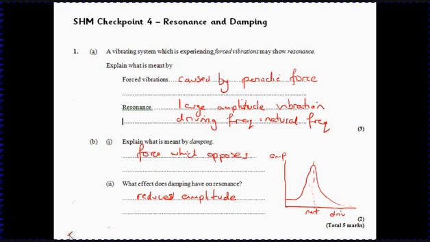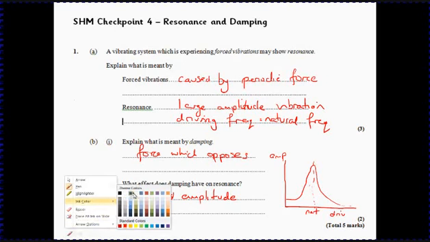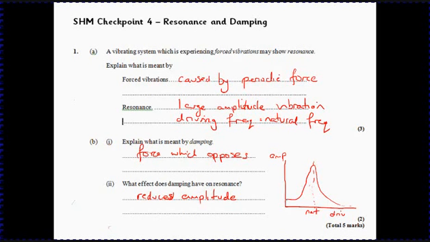If I just change the pen colour, okay, that's a lightly damped vibration. Here's a heavily damped vibration. It follows the same sort of shape. Okay, but what we get is a much lower peak at resonance.